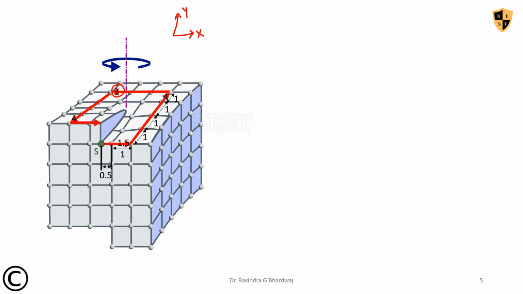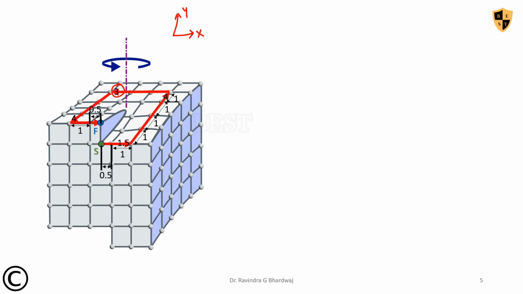So I will move a distance of 1.5 again, which is 1, and this is 0.5, and this is the finishing point. So that completes making of the Burgers circuit. But as you can see, the Burgers circuit is not closed, and as it is not closed, it means that there is some dislocation. If it was closed, that means there was no dislocation in this case.